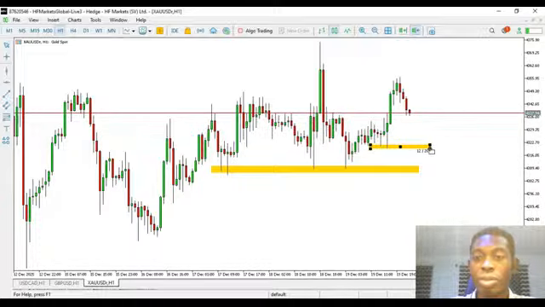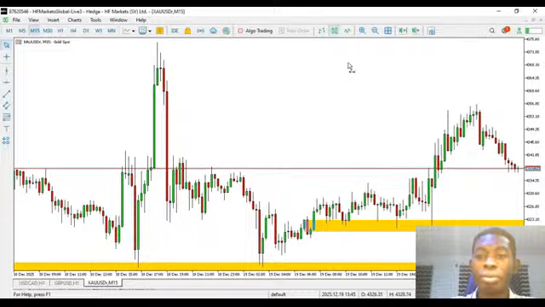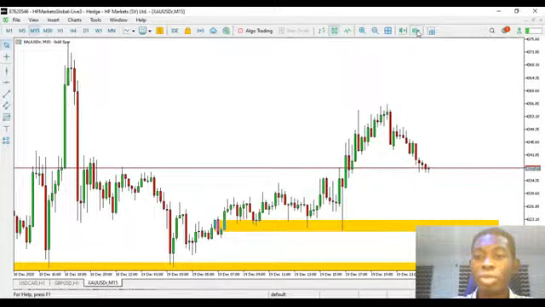Okay. You have this small support here. Then you have this pin bar here that was formed, and then price came down. You come to the lower time frame. You see, price came back down.